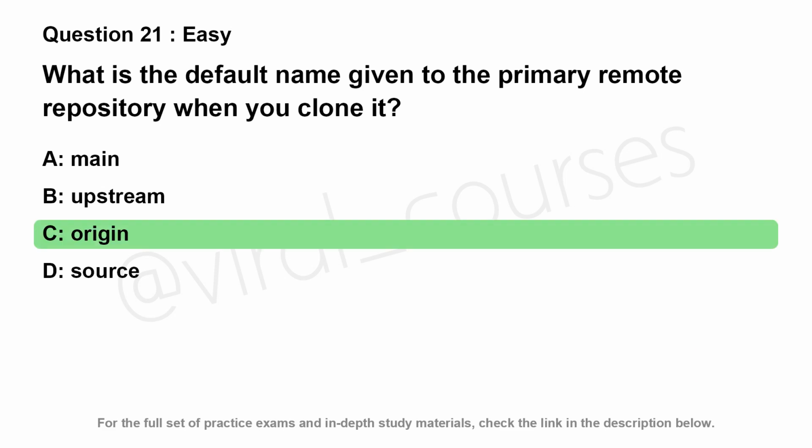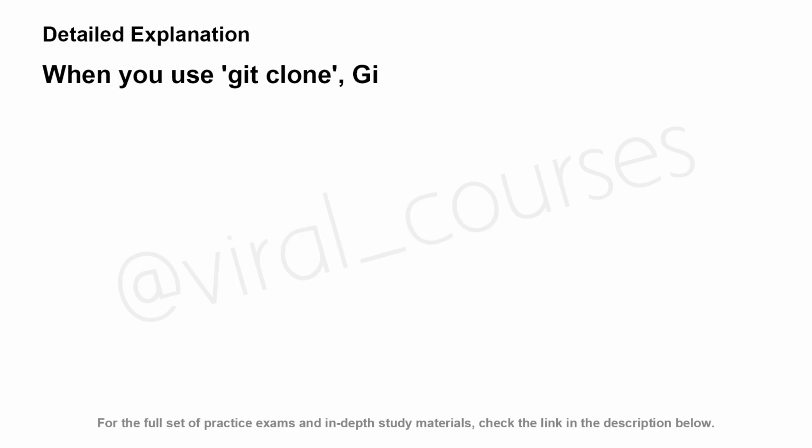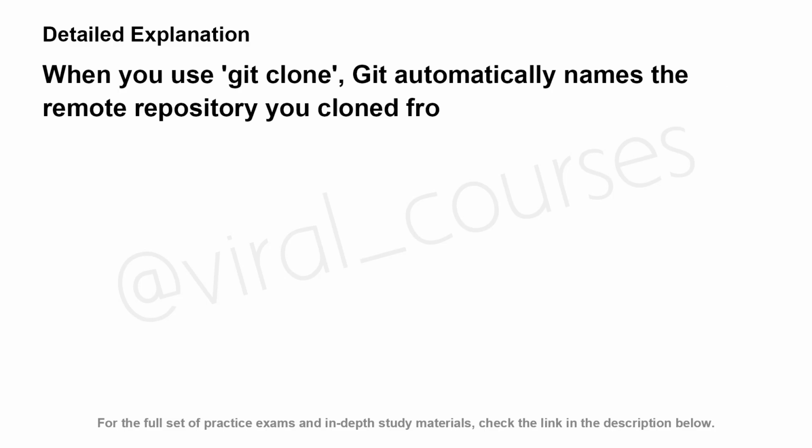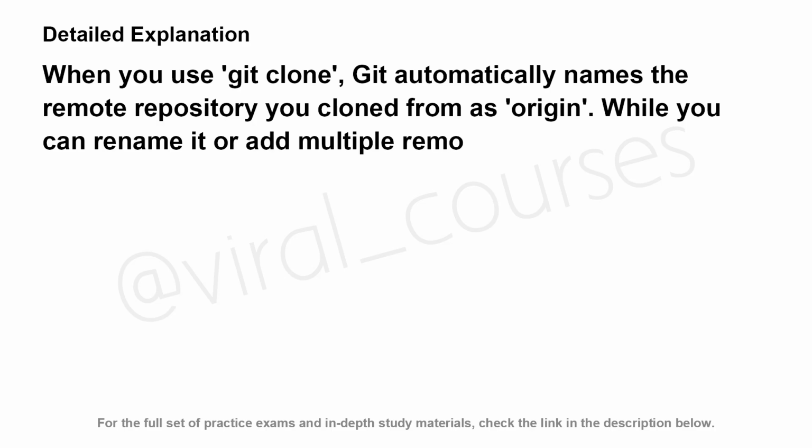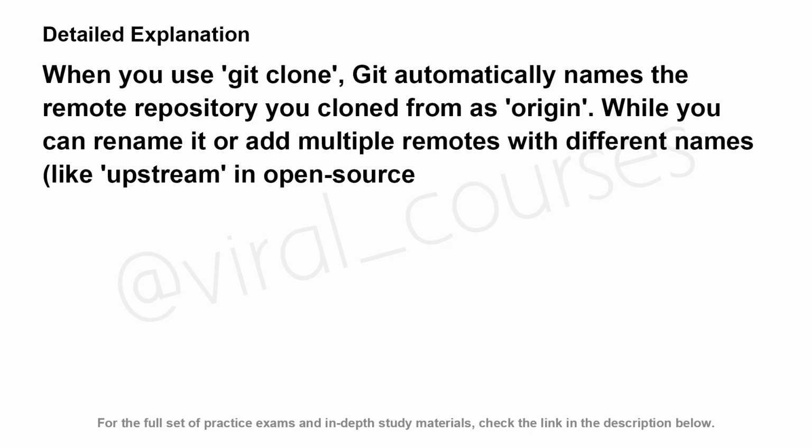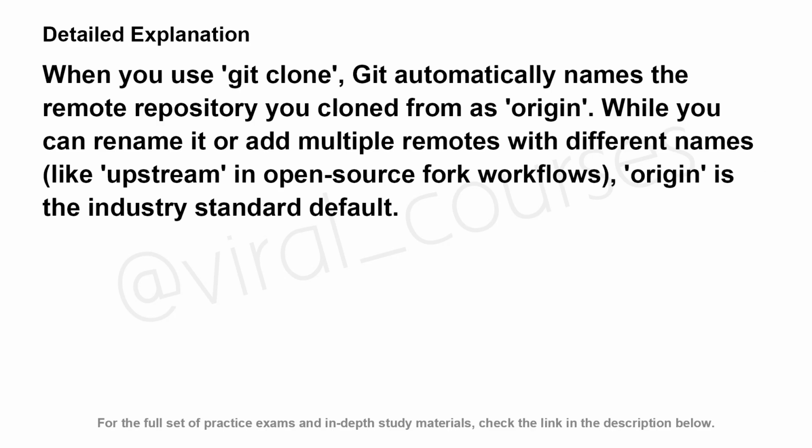The correct answer is C. When you use git clone, Git automatically names the remote repository you cloned from as origin, while you can rename it or add multiple remotes with different names. Like upstream in open source fork workflows, origin is the industry standard default.